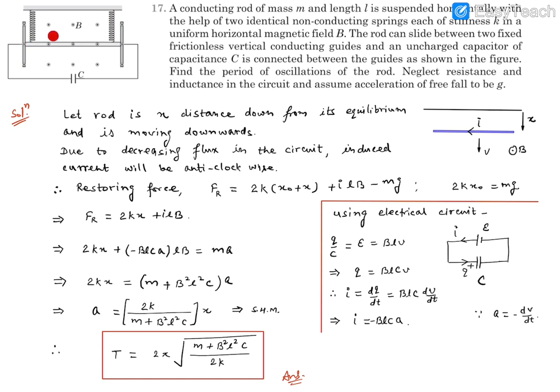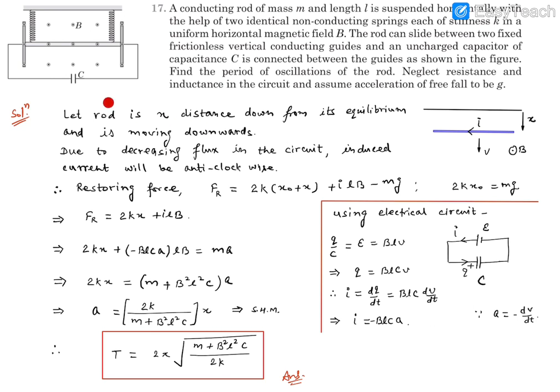Now initially you'll find this spring and this entire system, this conducting rod, will be in equilibrium. So when they are in equilibrium, let's say the elongation in the spring is x naught. So you'll find kx naught must be equal to mg. Kx naught from here, kx naught from here. That means 2kx naught must be equal to mg. This is the equilibrium condition that we already know.